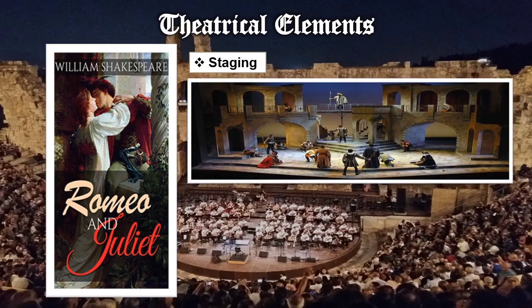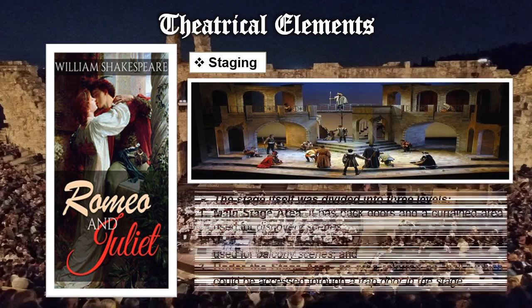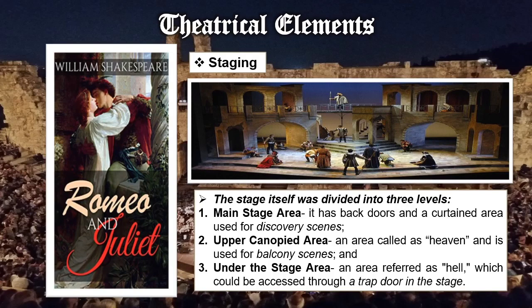Staging. Here is the staging of Romeo and Juliet. The stage itself was divided into 3 levels. The first one is the main stage area. It has back doors and had a curtain area used for discovery scenes. Number 2, upper canopied area, an area called heaven and used for balcony scenes. And the last one, under the stage area, an area referred to as hell, which could be accessed through a trapdoor in the stage.